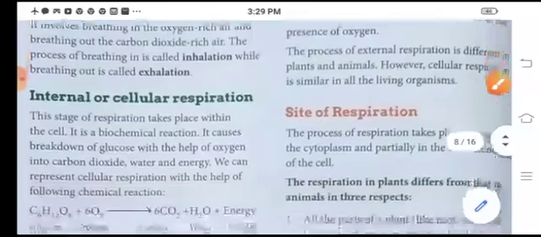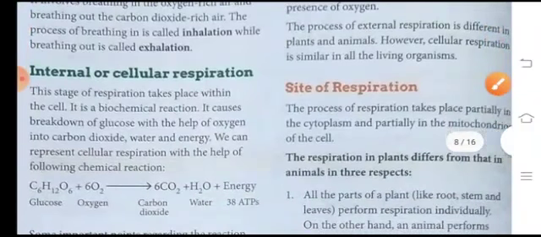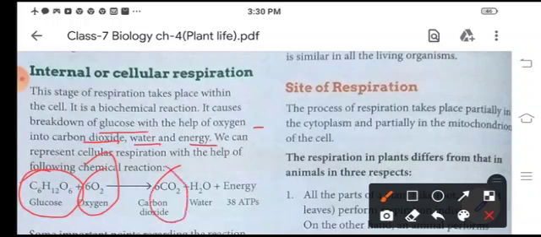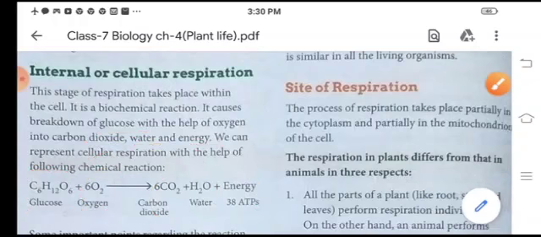So, internal or cellular respiration. This respiration takes place inside the cell and it is a biochemical process. In this, complete breakdown of glucose takes place with the help of oxygen into carbon dioxide, water and energy. We can represent this by the following reaction. This is glucose or food, C6H12O6, plus, in the presence of oxygen, they liberate carbon dioxide, water and energy. This energy is 38 ATP.